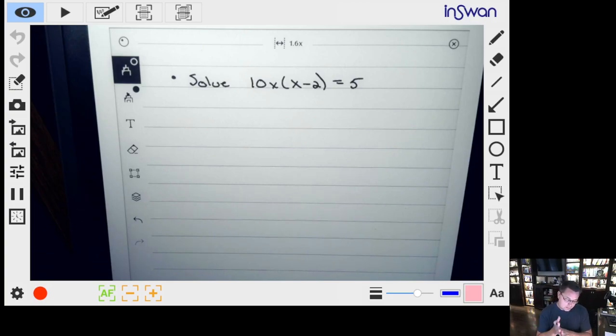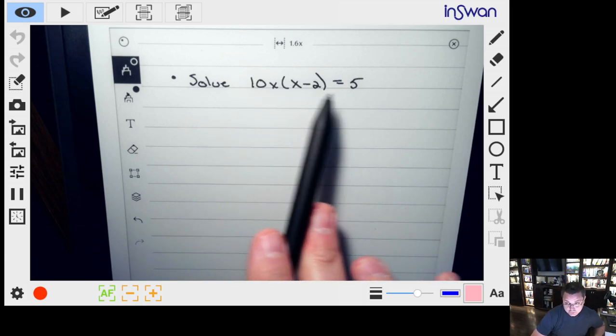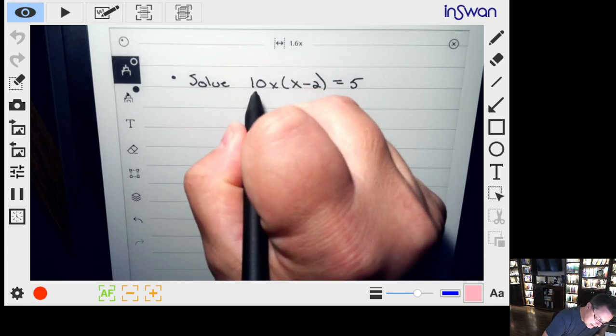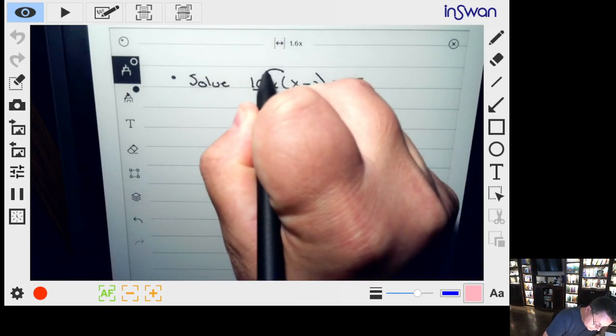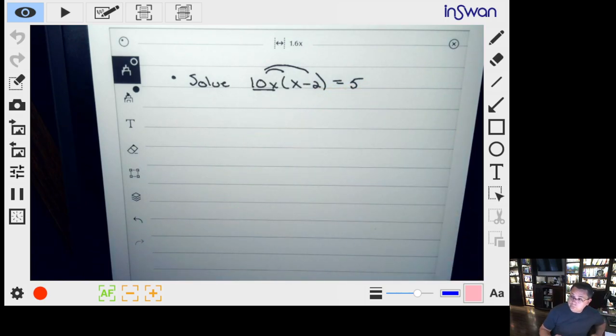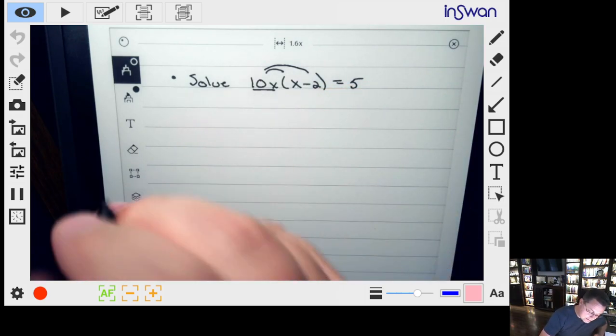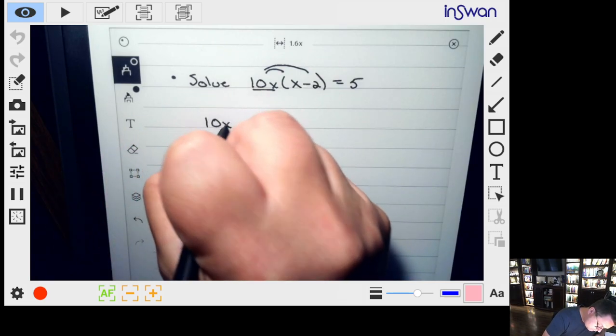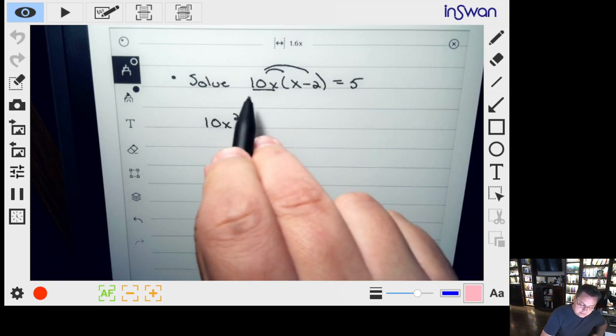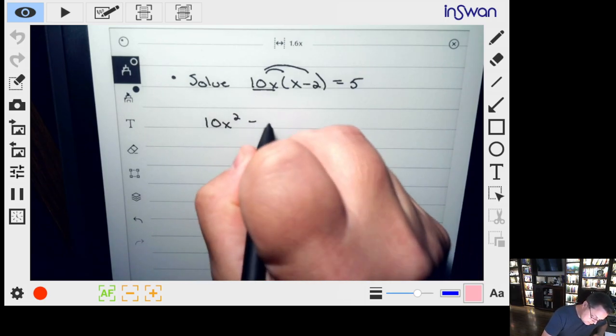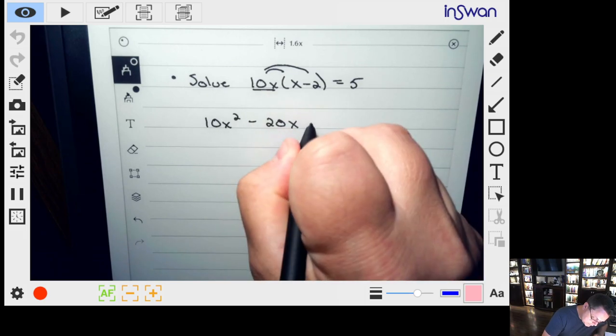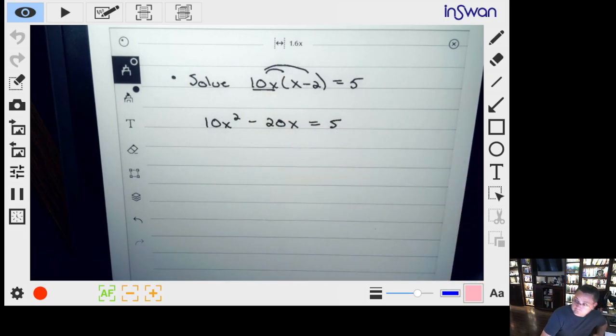Okay, here we've got another quadratic. It doesn't look like a quadratic yet, but when I distribute that 10x in, it will be. So I can move the 5 over first or second. It doesn't really matter. I'm just going to distribute first. So I'm going to take this 10x and multiply it into both of those. 10x times x gives me 10x squared, and then 10x times negative 2 is negative 20x, equal to 5.